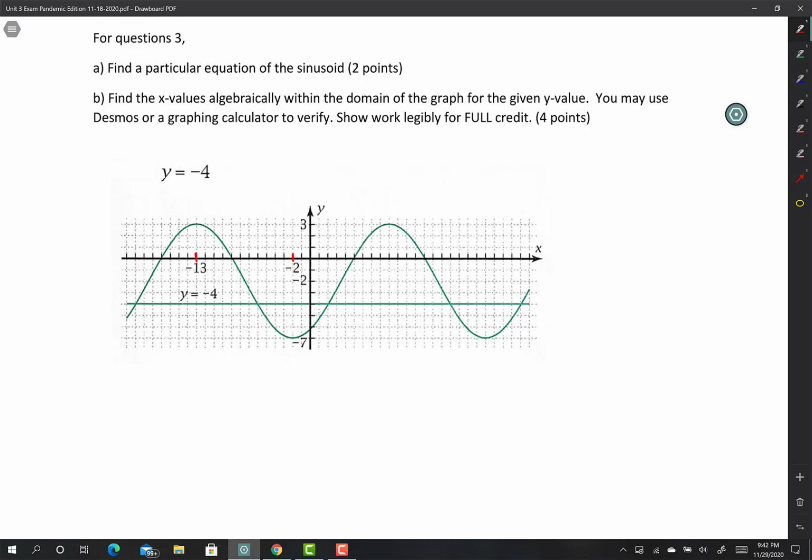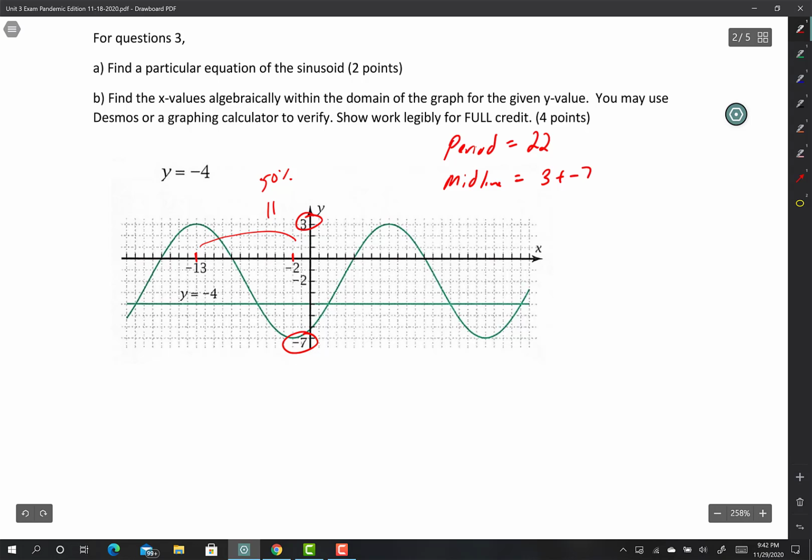So here we go. First thing I would do is probably find the period. So the period, let's see, from -13 to -2, that's a distance of 11. And that's a max, that's a min. You've done 50% of a cycle. So that means the period has to be 22. And then from there, the amplitude. Well, I have a max at 3 and a min at -7. So let's find the midline first. The midline is going to be 3 plus -7 divided by 2. So that's -4 divided by 2, which is -2. So the midline's a -2.